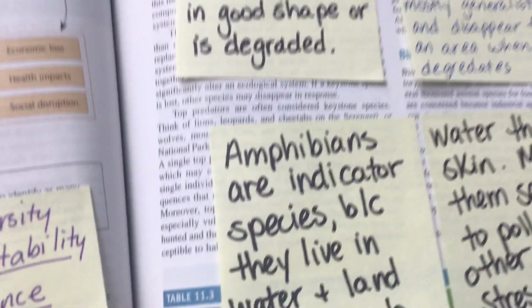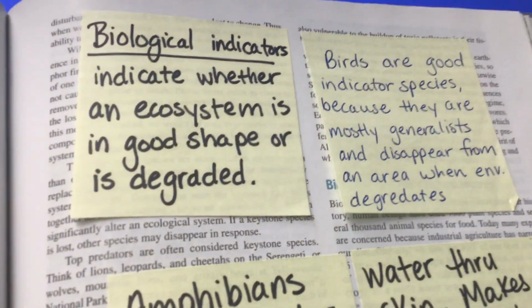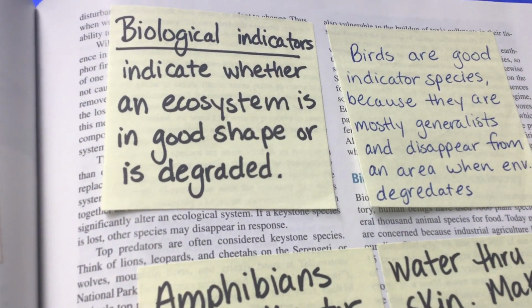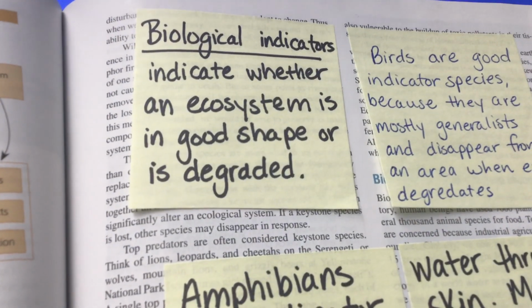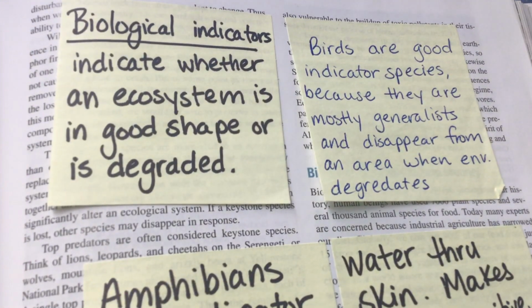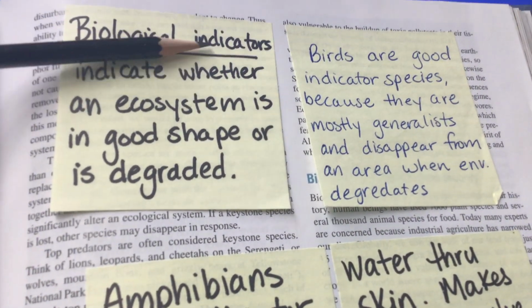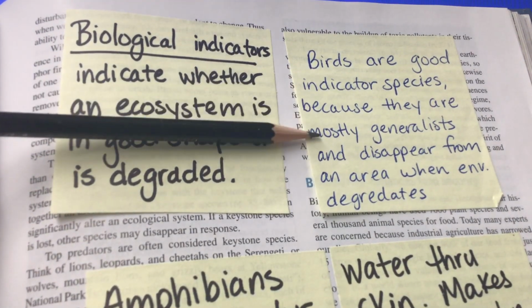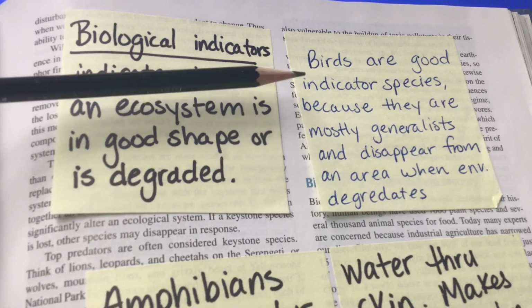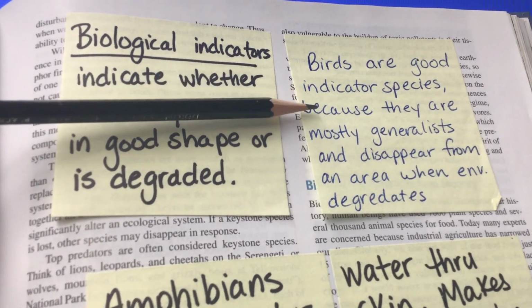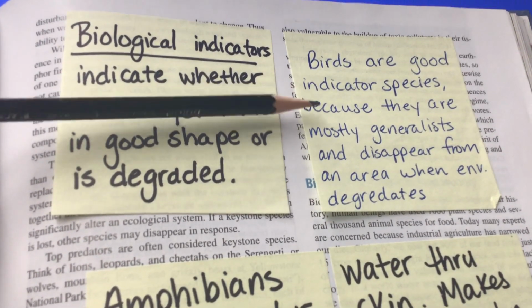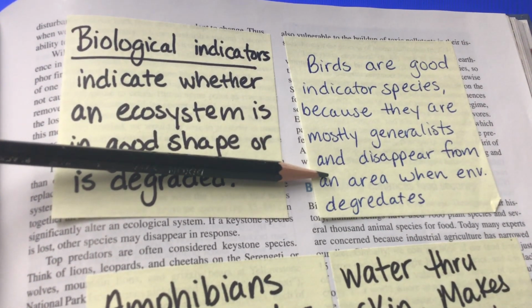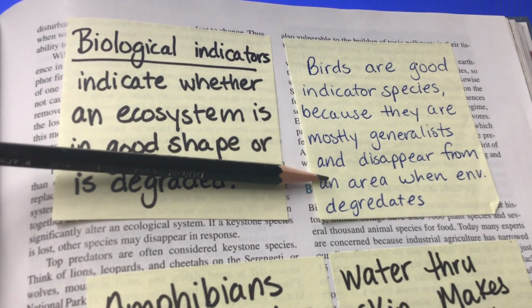On page 291, let's talk about biological indicators. So biological indicators indicate whether an ecosystem is in good shape or degraded. So one good example of an indicator species is birds. Because birds are mostly generalists. I mean, there's a few specialists like owls, but for the most part, birds are generalists. And if they disappear from an area, you know there's a problem. So if the birds disappear, something is happening.